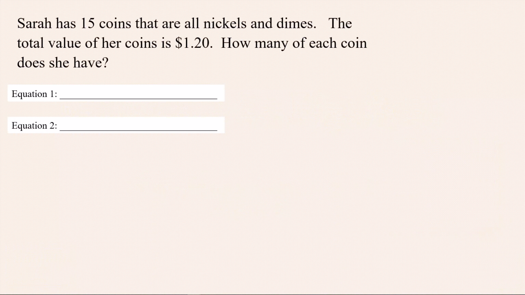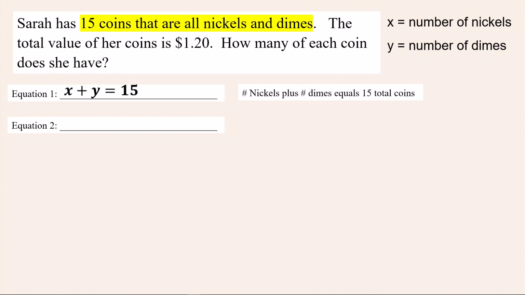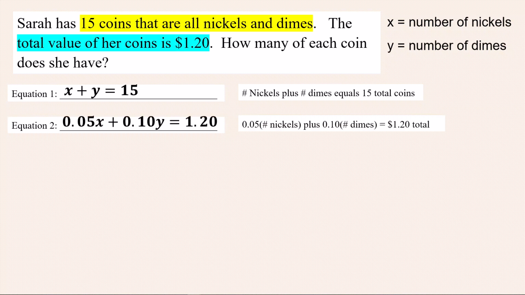In this coin problem, there are 15 nickels and dimes worth $1.20 in all, and we want to know how many of each coin there are. We use x for nickels and y for dimes, expressing the first equation to represent the total number of coins, being x plus y equals 15. And then the second equation showing the total worth of the coins, with 0.05x plus 0.10y equals 1.20.